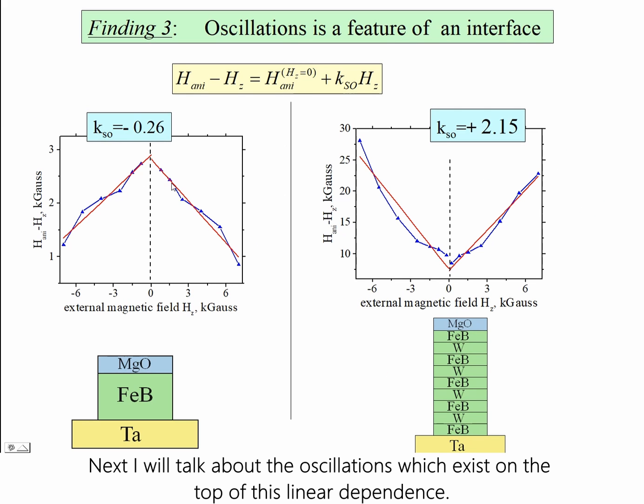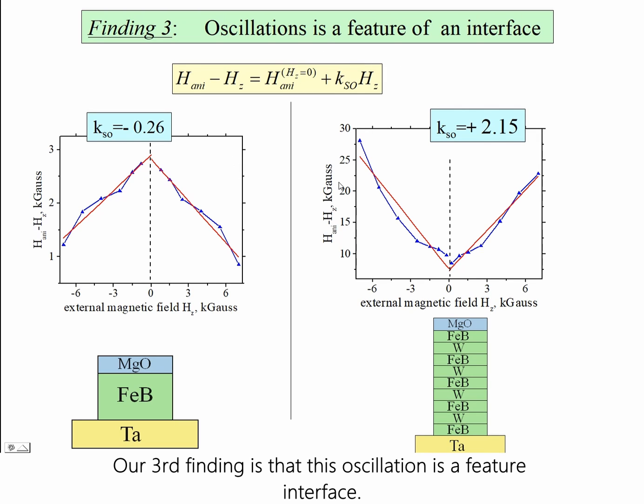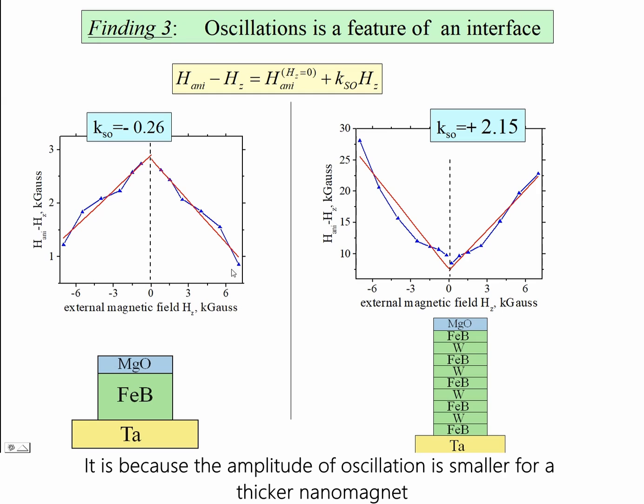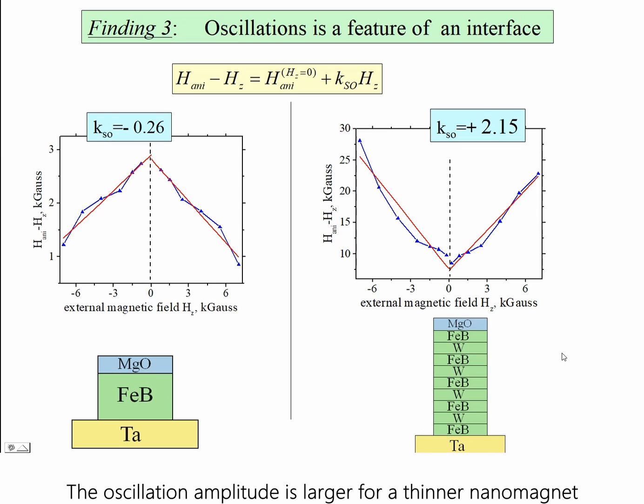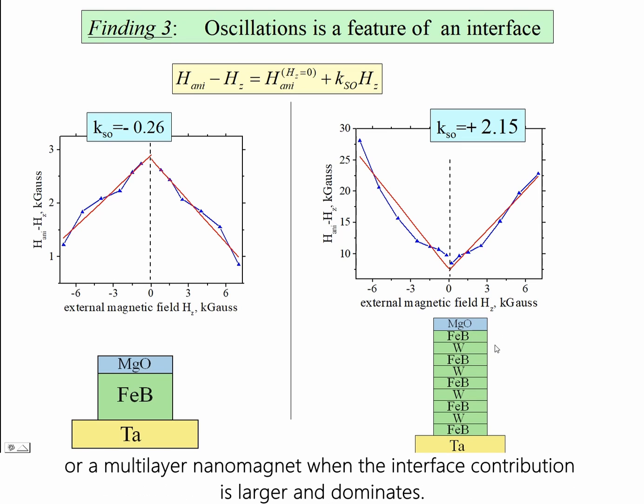Next, I will talk about oscillations which exist on the top of these linear dependencies. Our third finding is that the oscillation is a feature of interface. It is because the amplitude of oscillation is smaller for thicker nanomagnet when the bulk contribution is larger. The oscillation amplitude is larger for thinner nanomagnet or multi-layer nanomagnet when the interface contribution is larger and dominates.